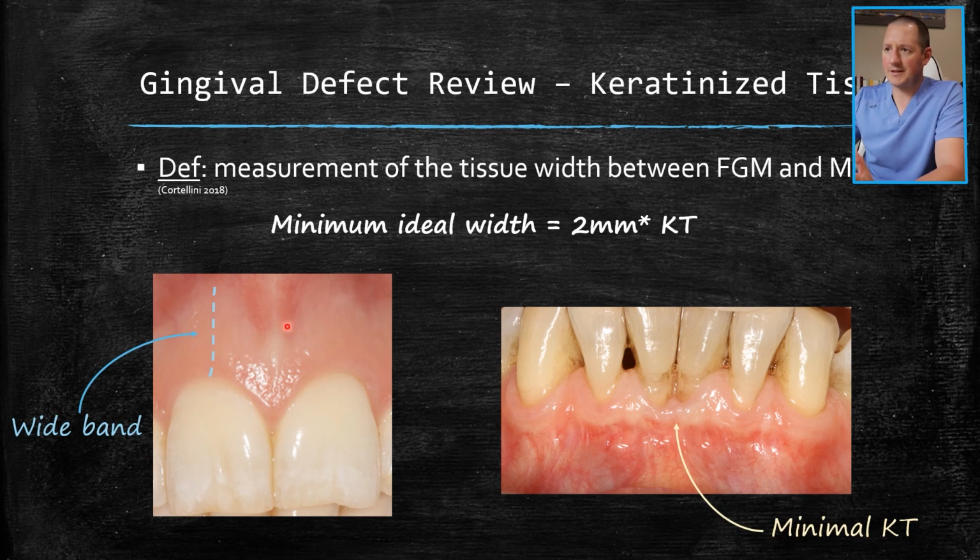But we can see a big difference here between a wide band of keratinized tissue, and in the bottom right-hand side here, we can see an example of a patient with minimal keratinized tissue. We're going to see some patients in the next couple slides here with no keratinized tissue around their teeth. And we're going to see what can happen if we don't have that. When you're looking at a patient, we've already talked about recession, right? I want you to narrow in on that. But I also want you to be thinking about keratinized tissue and look at the distance between the free gingival margin and the mucogingival junction.